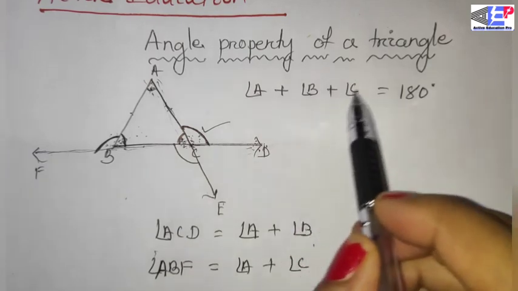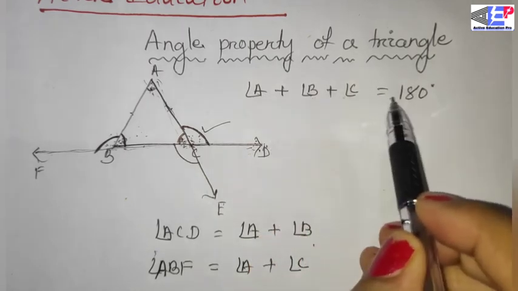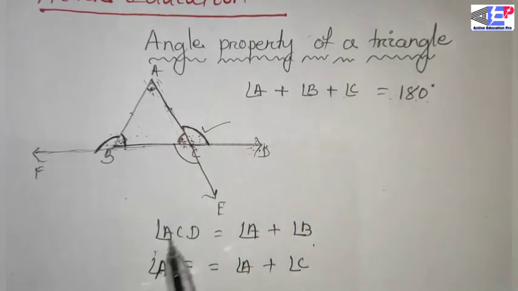The first property of a triangle is that the sum of the three angles is 180 degrees, and the second one is that an exterior angle is equal to the sum of the two opposite interior angles.